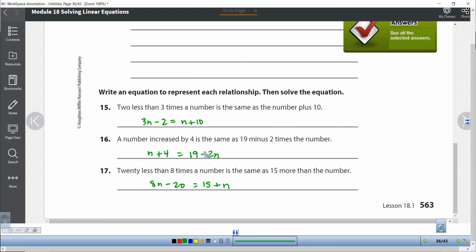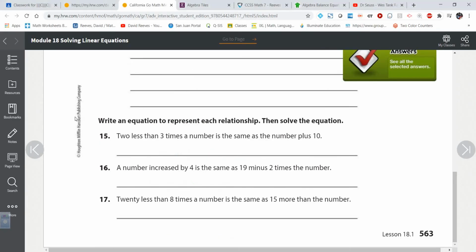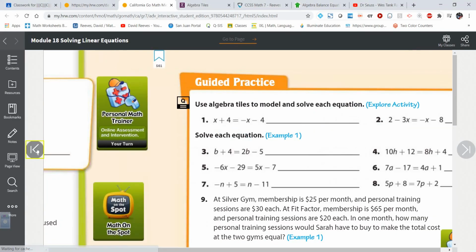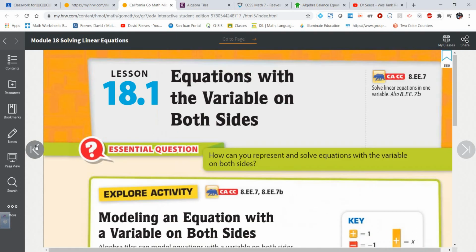All right, and again, then you would just use the processes that I've gone over in both this video and the one before it to eliminate the variable term with the smaller coefficient, which will create either a one-step or a two-step equation, which you then will solve because you are experts at solving two-step and one-step equations, and now you are expert at solving equations with variables on both sides.